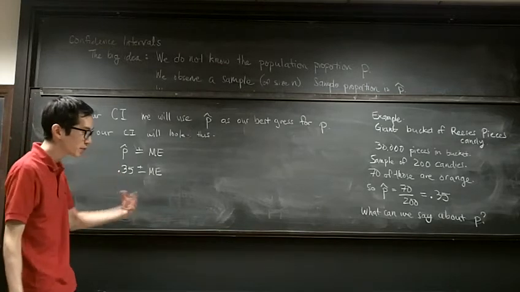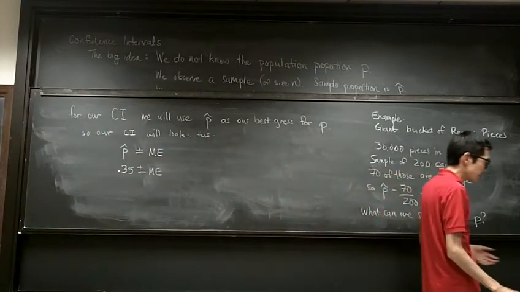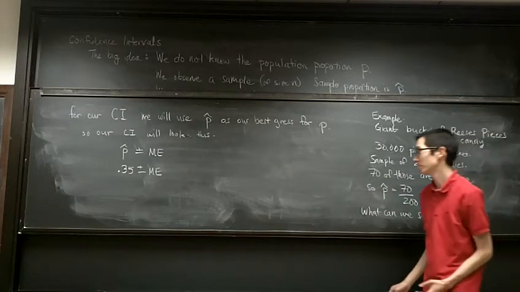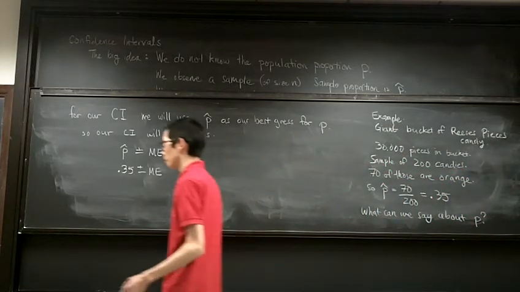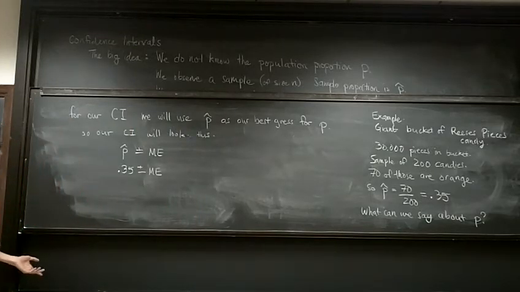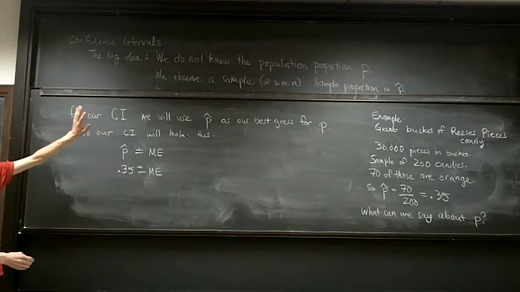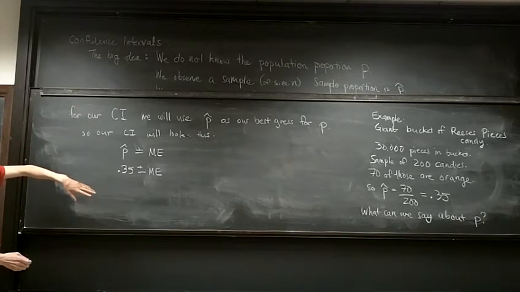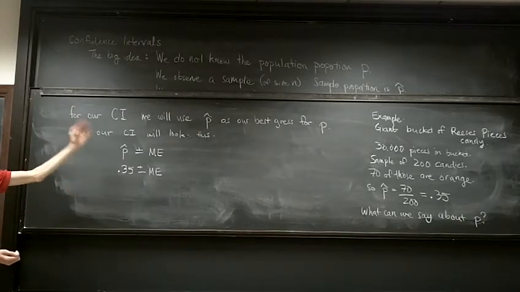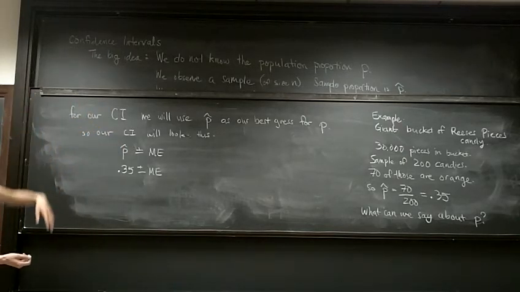Okay? The margin of error is calculated by using a formula, okay? So we have to pick a confidence level to correctly determine our margin of error. So if my margin of error ends up being 4%, then I would say I feel like p should be between 31 and 39%. Okay? That's what we'd say.